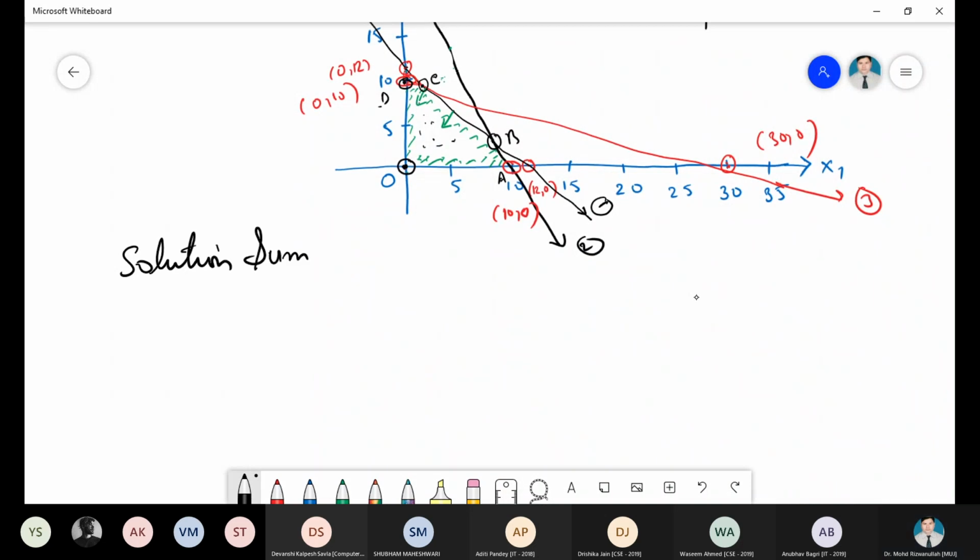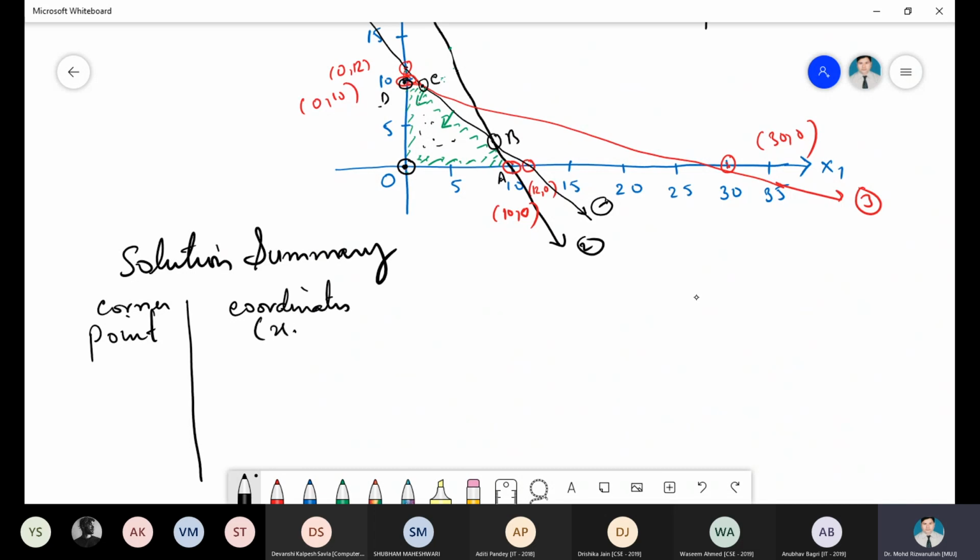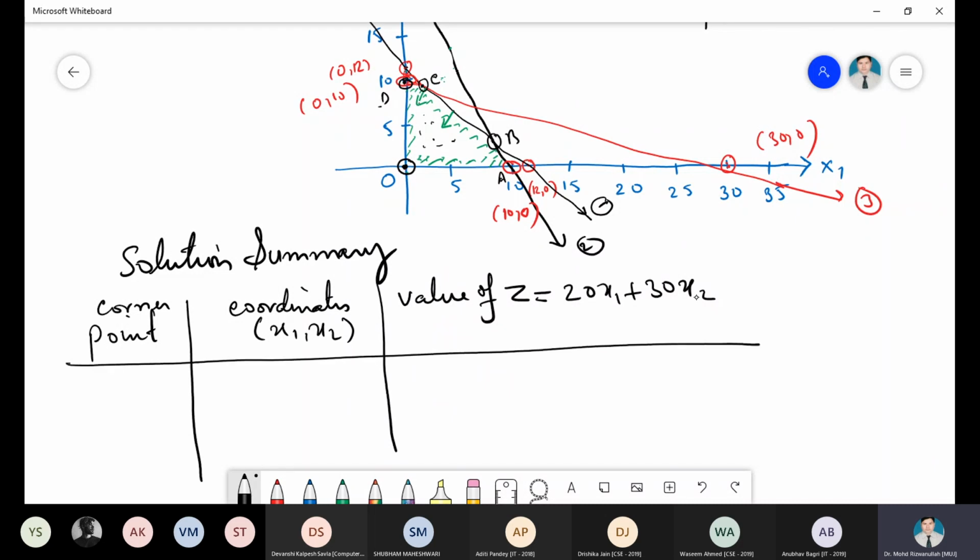Solution summary is a very simple way. Here we have to write the points, then our corner points. Then here you can write the coordinates, and coordinate is x1 and x2, and then you can write the value of z, and the value of z is what? 20 x1 plus 30 x2. This is the value of the objective function. So these 3 points we should take, we draw.